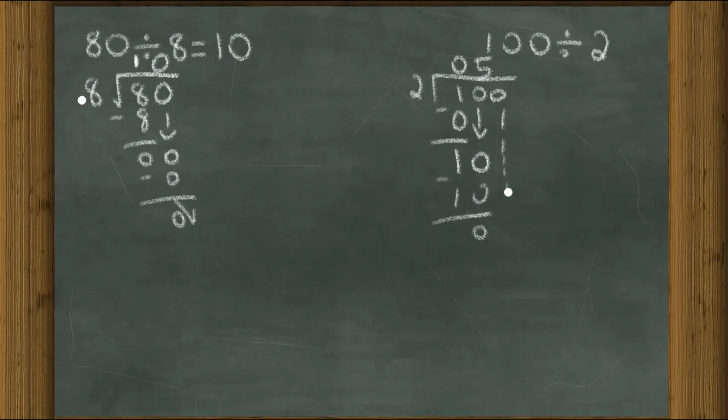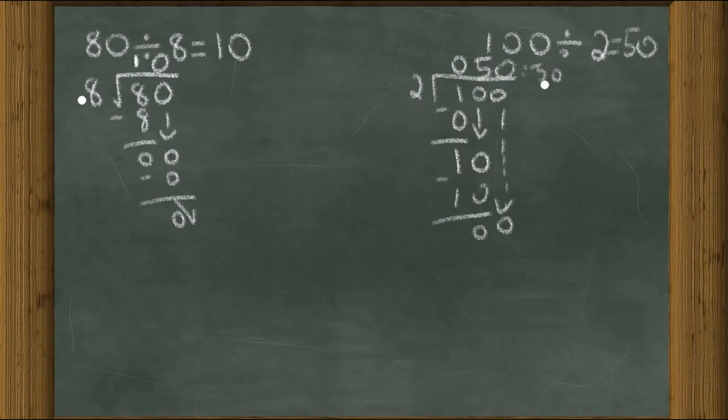I'm going to bring from way up there the 0 back down. 2 fits into 0 0 times. So 0, 50 is the same as 50. So I know that 100 divided by 2 is 50.